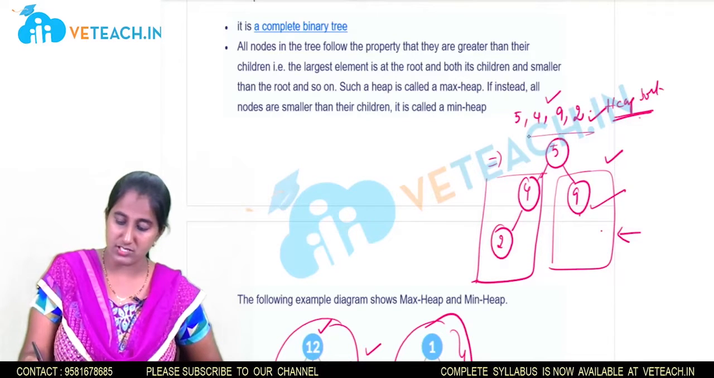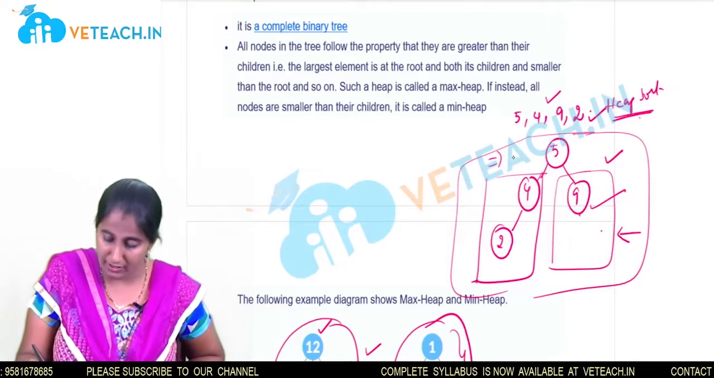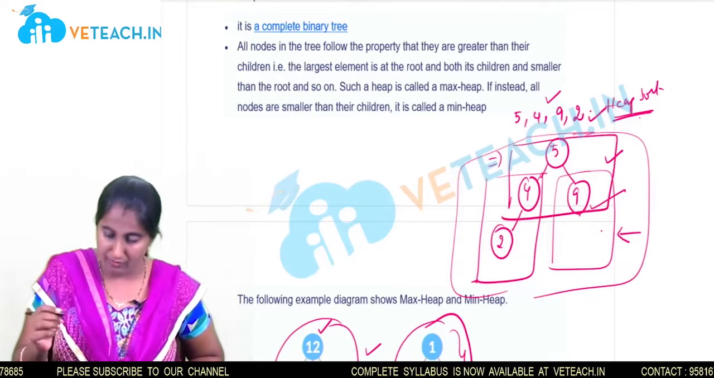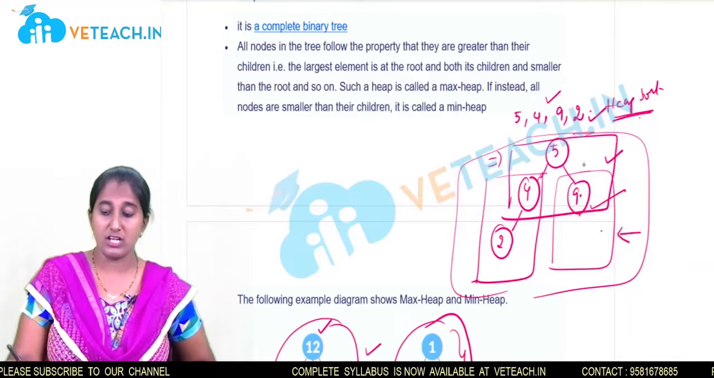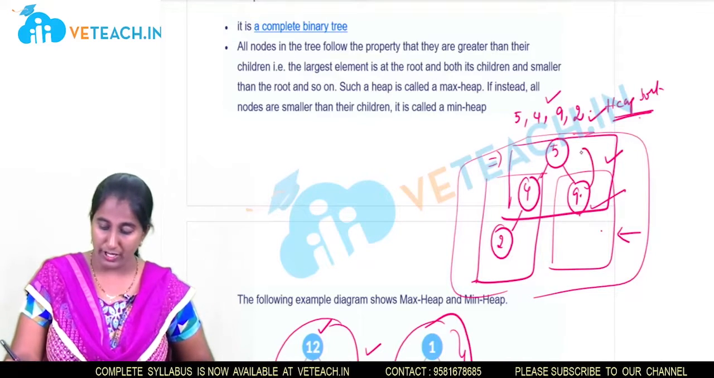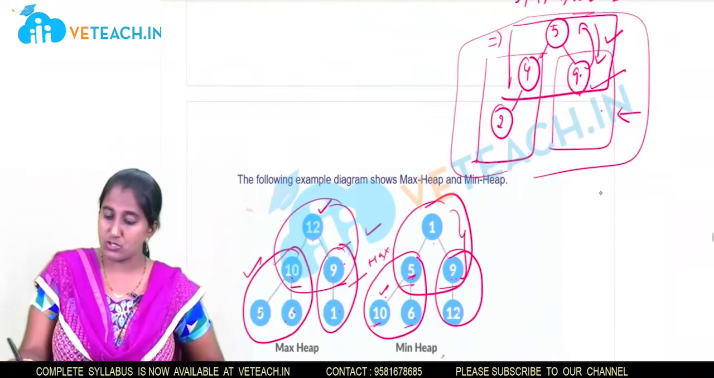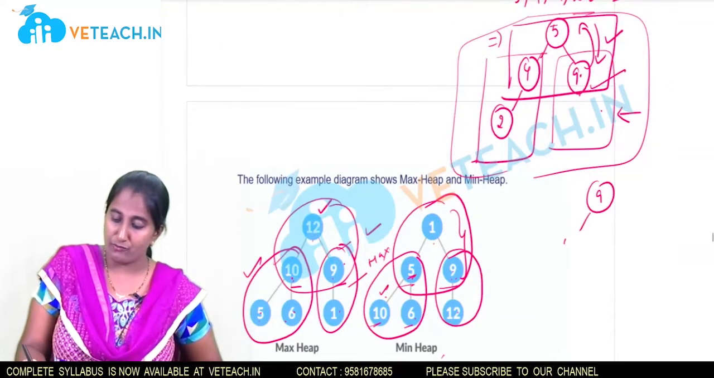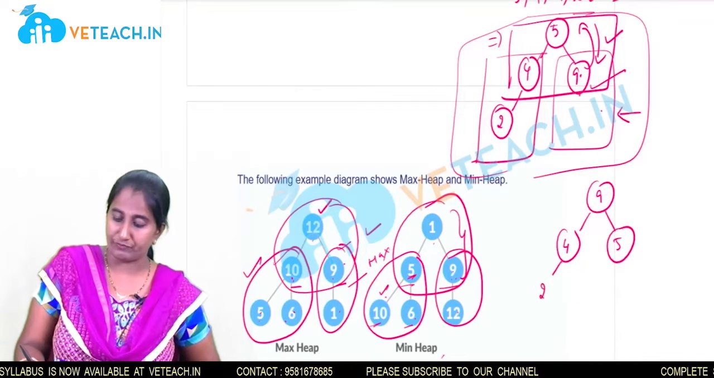Now consider this whole tree. This is not a max heap. Which one? This one: 5, 4, 9 is not a max heap, because 9 is the max. Whenever the tree is not a max heap, we need to swap the elements with the maximum element. So it becomes 9, 4, 5 and 2.